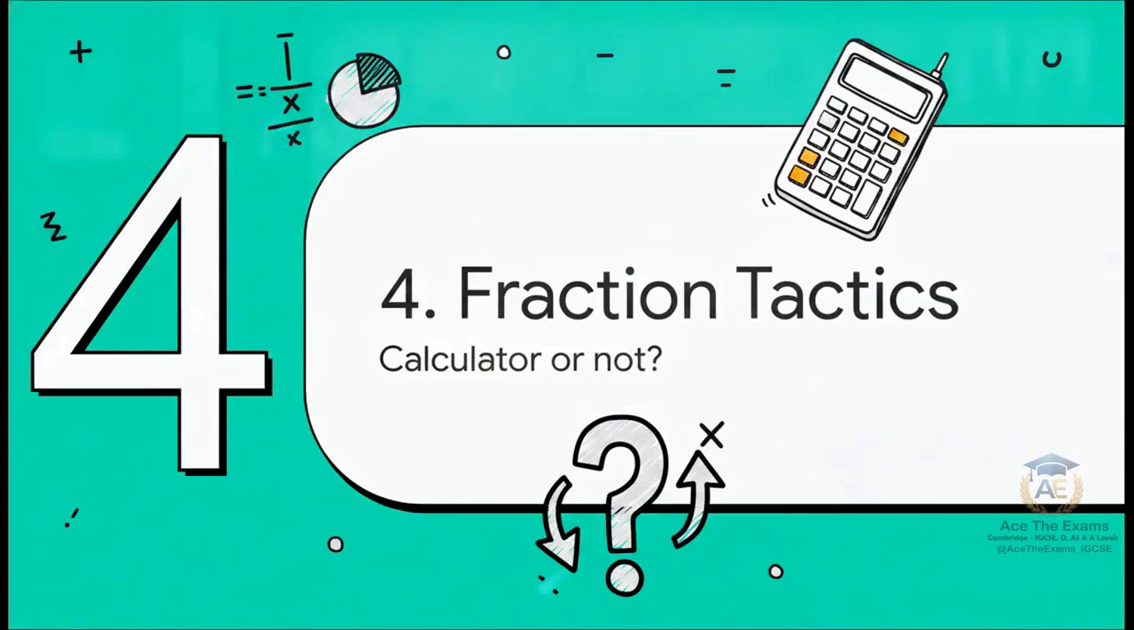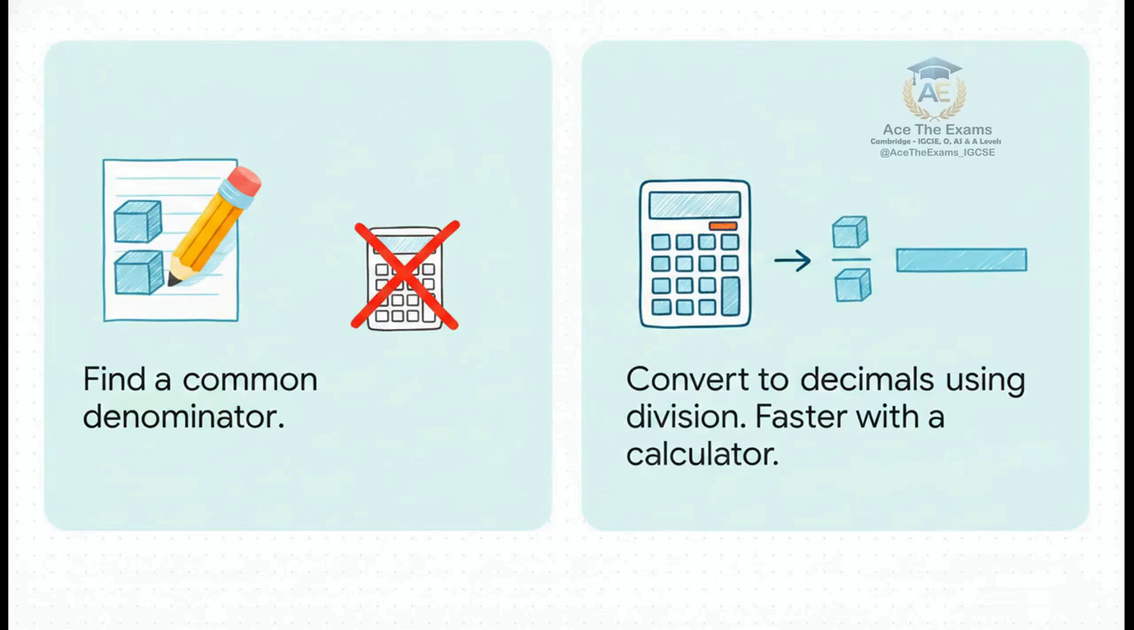Section 4. Tactics for fractions. Now, fractions require a little bit more strategic decision-making on your part, and your strategy here is going to depend entirely on one single factor: whether or not you are actually allowed to use a calculator for that specific exam paper. The textbook actually outlines 2 totally distinct tactics for this.